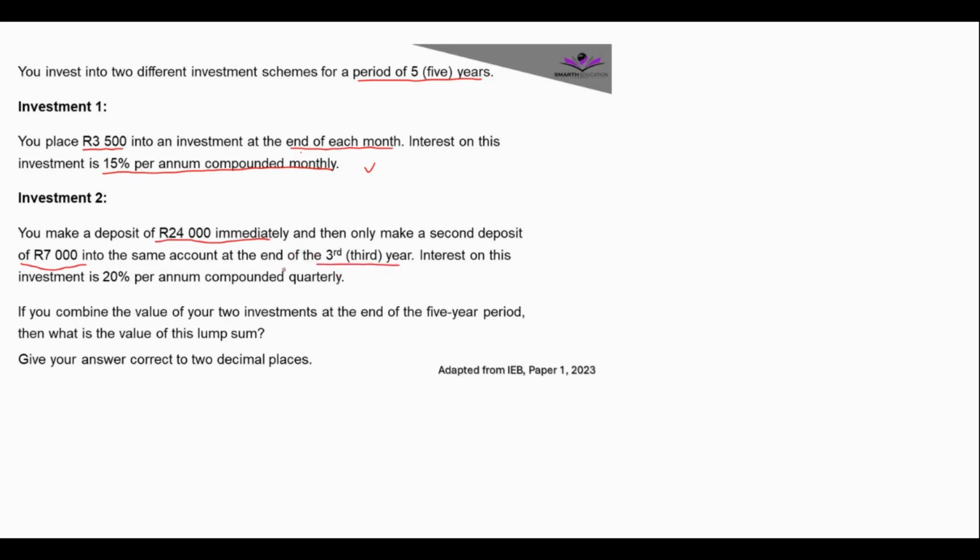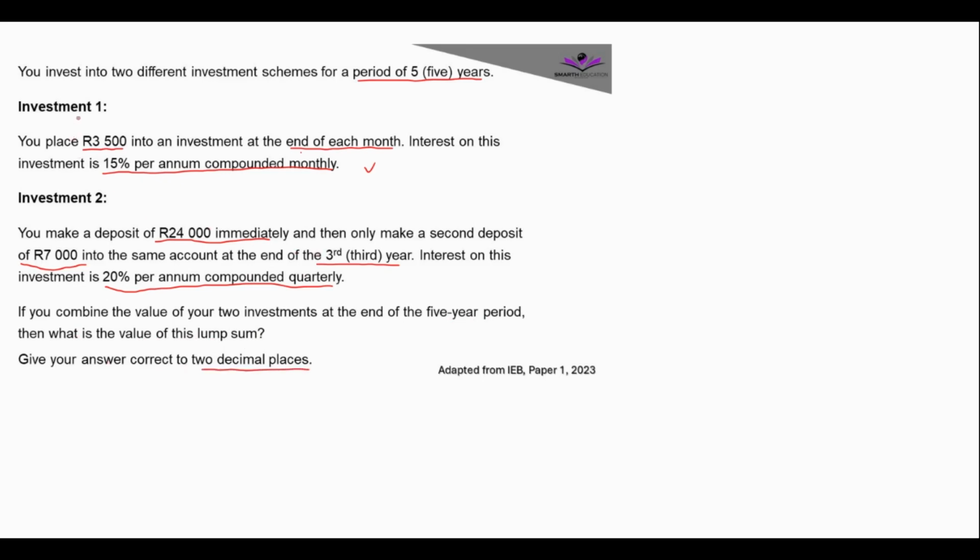Timelines will assist us when we do this. Interest on this investment is 20% per annum compounded quarterly. The interest is the same throughout for the whole 5 years, so this should be easy. If you combine the value of your two investments at the end of the 5-year period, then what is the value of this lump sum? Give your answer correct to 2 decimal places.